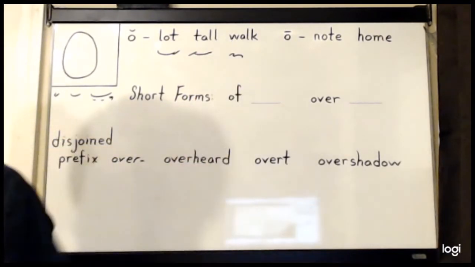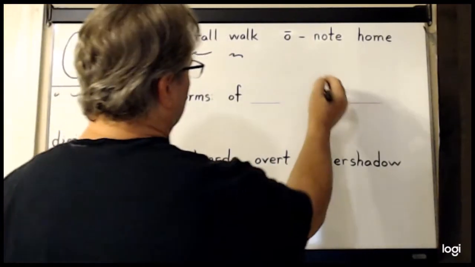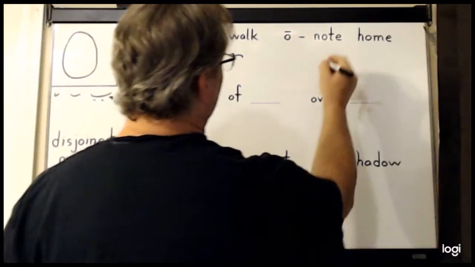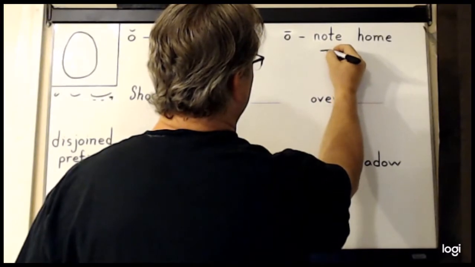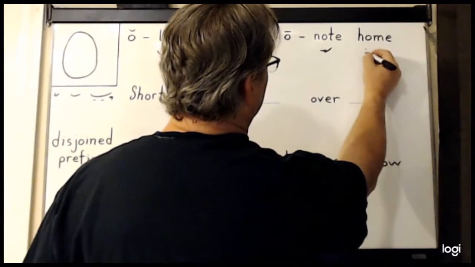Again, the U here is standing for the letter W. Now for the long O, in the words note and home, note is spelled N-O-T, and home, H-O-M.